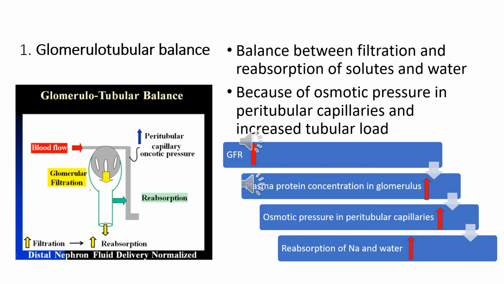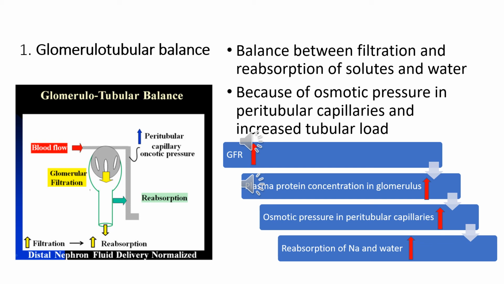Glomerulotubular balance is the balance between glomerular filtration and the reabsorption of solutes and water from the renal tubules. When the filtration rate increases, the amount of solutes and water filtered will be increased. That is, the tubular load will be increased, and this increased load should be reabsorbed back in order to maintain the balance. Okay, so when the filtration rate increases, the tubular load increases, and this in turn increases the tubular reabsorption. So there are two possible mechanisms in order to maintain the glomerulotubular balance. First is because of the increased osmotic pressure in the peritubular capillaries, and the second is because of the increased tubular load.